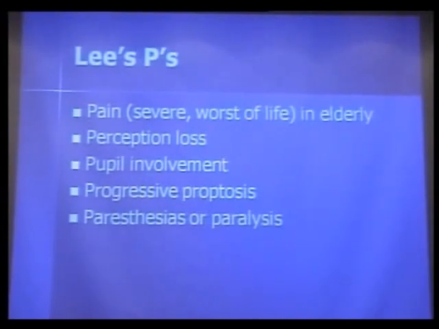These are the red flags that should tell you that whatever the patient's diplopia cause is could be potentially dangerous. Pain, especially if you hear that it's the worst pain they've ever had in their life, or if they're an elderly patient, you want to be thinking about giant cell. And I'll tell you why you still have to think about giant cell in Kuwait, even though you don't have it endemic in your population necessarily. Perception loss, by that I mean an optic neuropathy, pupil involvement, progressive proptosis, and paresthesia, and obviously paralysis, systemic findings of vertebral dissection, which we'll cover.